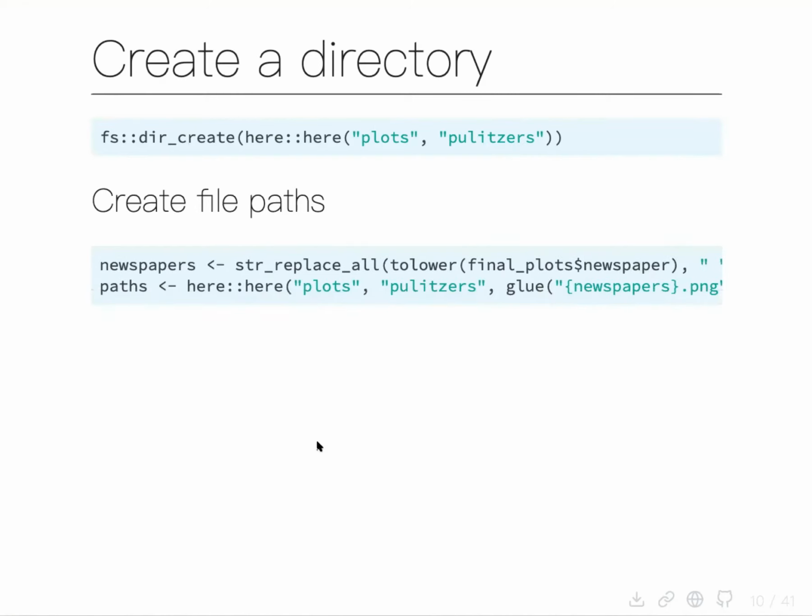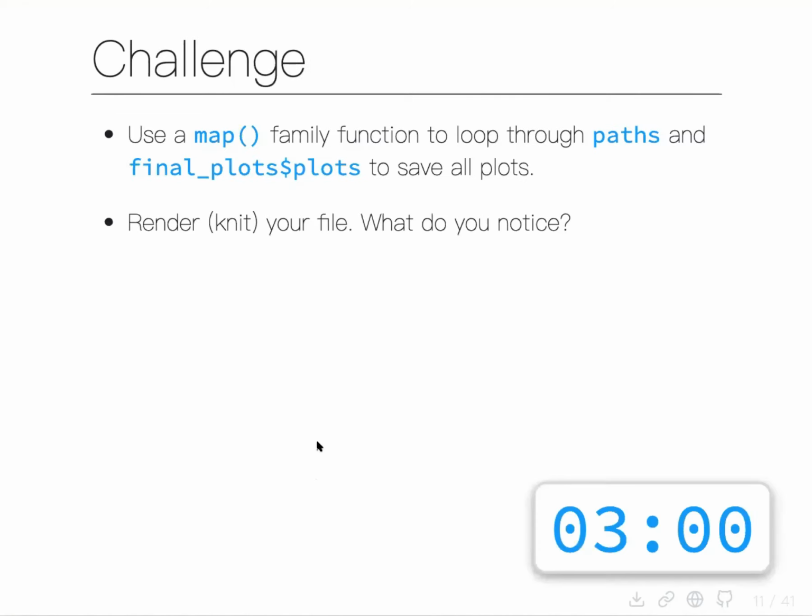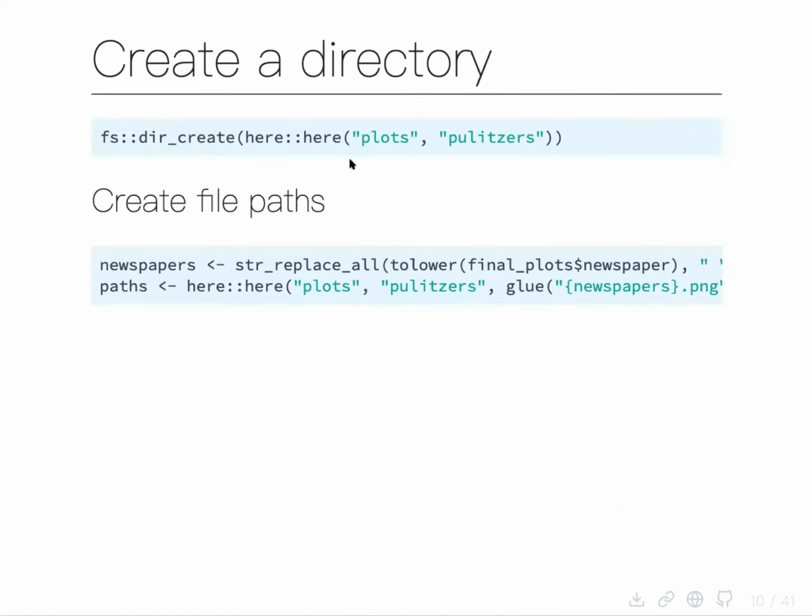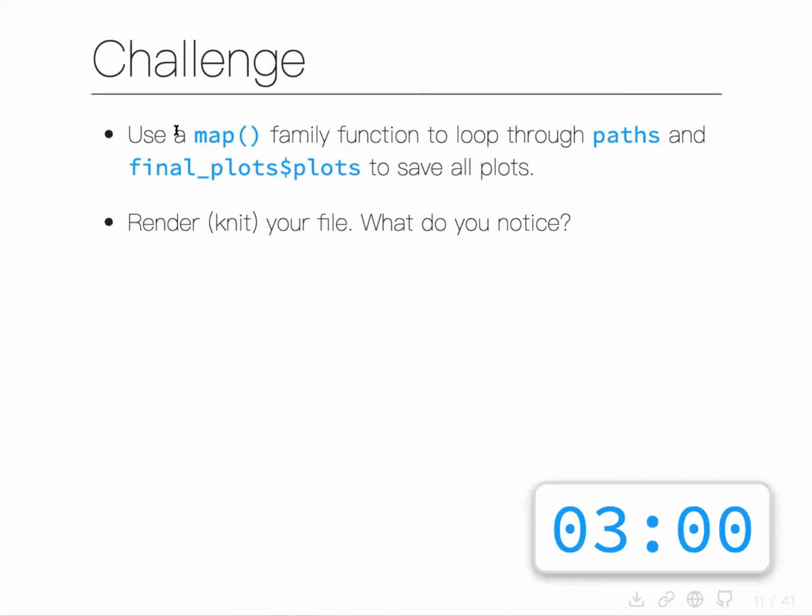Okay. And then use a map family function to try to save all of your plots. So not the nest by, right? After you've done this, you have your directory created, and now you have newspapers and paths, right? So paths uses newspapers. So really you want this paths thing. Then you're going to loop through your plots and your paths and save them all. Try to do that with one of the map family.